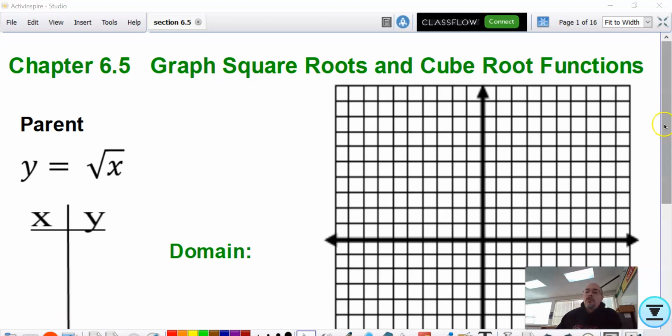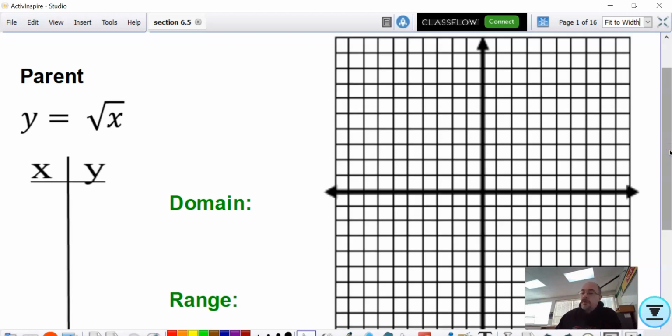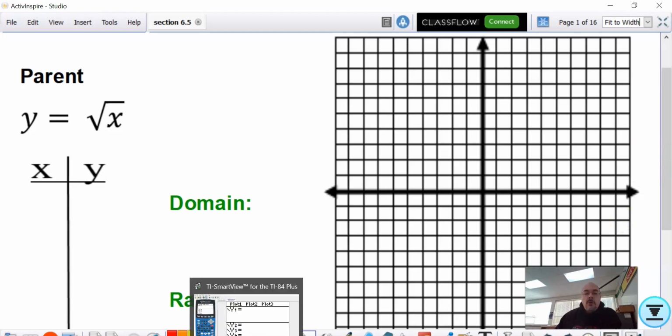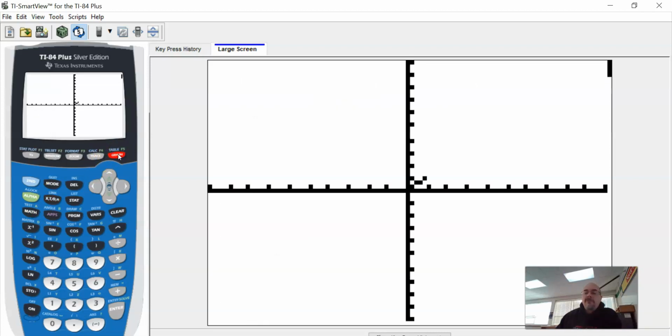So, y equals the square root of x. We're going to call that the parent function because we're going to compare all of the square root functions to that. So let's go ahead and go to our calculator, go to your y equals screen, and type in the square root of x. Now we can look at the graph of this, and it looks like it starts at the origin and then continues to the right. So it looks like the x values are increasing and the y values are increasing.